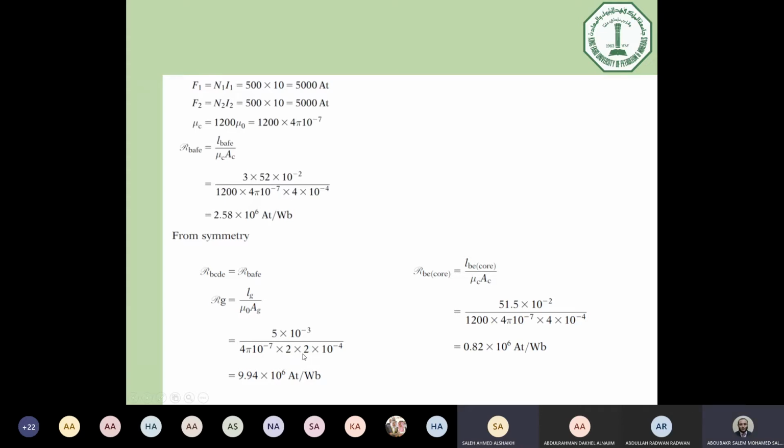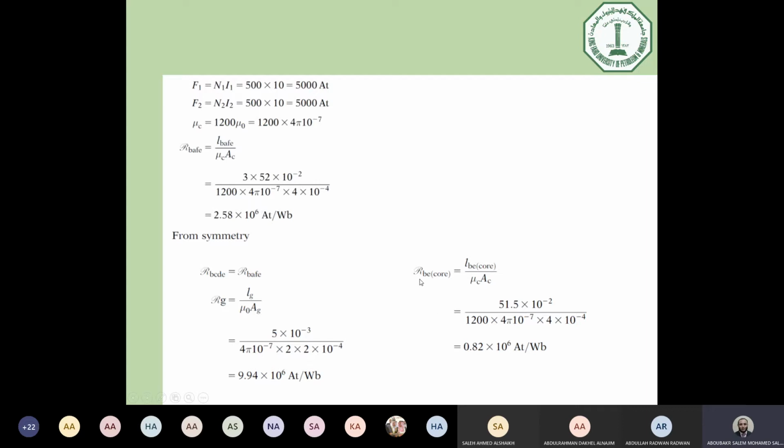If you compare the value of reluctance of the air gap and core, you can find that the air gap reluctance is higher than the reluctance of the core. Right? It's almost 4 times. Okay, guys? And this is not for the same limb, it's for the long limb. However, for the same limb it will be much lower.